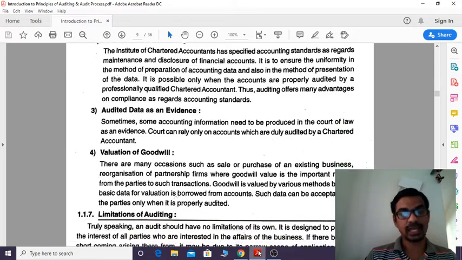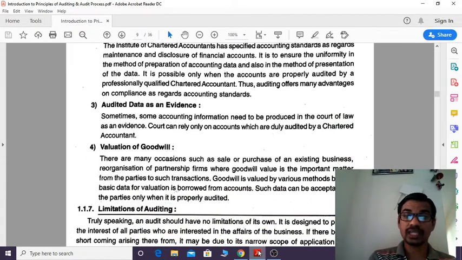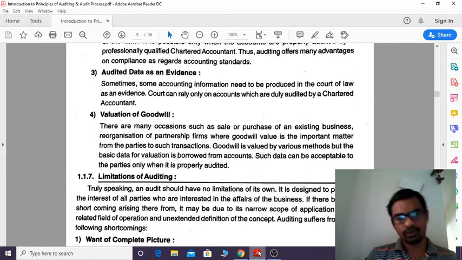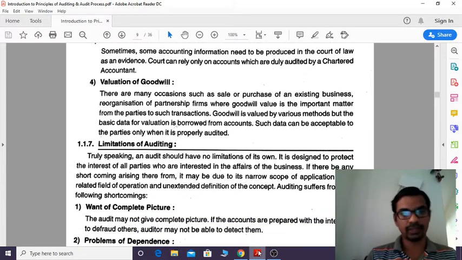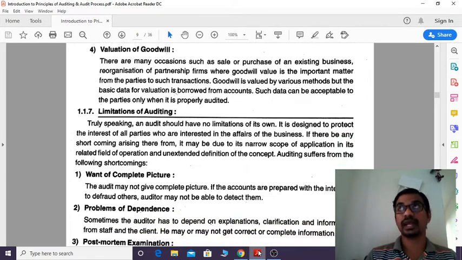Audited data as evidence. Audited data is very good evidence in a legal situation. Therefore, it is a benefit of auditing. And valuation of goodwill. Goodwill is properly measured with the help of the audited statement. So in this way, these are the various advantages.